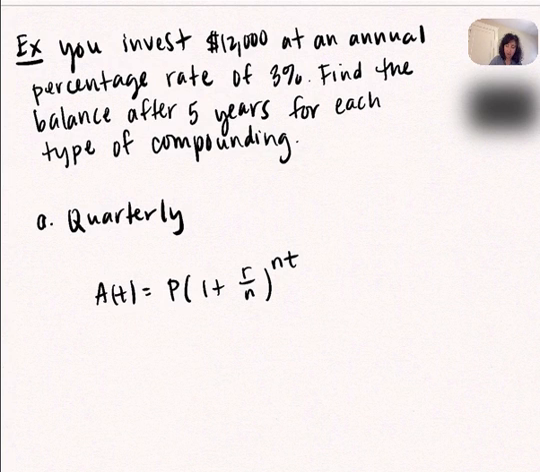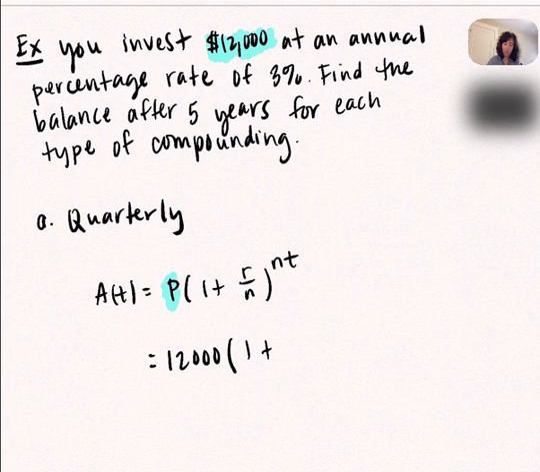Okay, now P here, that's how much you invested. That's how much you started out with. And so we're told that we invested $12,000. So I can plug in 12,000 for P. Little r, so this small r right here, that is our interest rate. That's our percentage here, 3%. But we don't write it as a percentage. We always write it as a decimal. So little r is going to be 0.03.